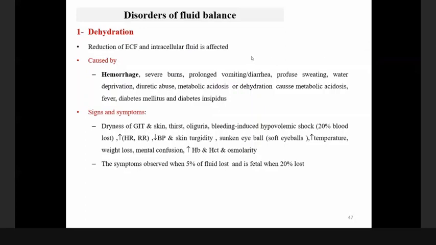Okay, and the symptoms are going to be observed when you lose about 5% of your body fluid. Okay, and it may be very fatal when you lose fluid greater than 20%, or when bleeding makes you lose more than 20% of your blood. That results in shock, and that is very fatal. Okay.